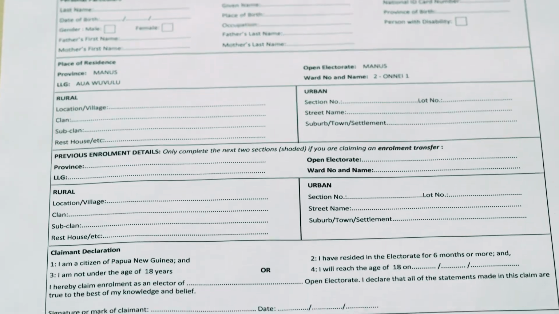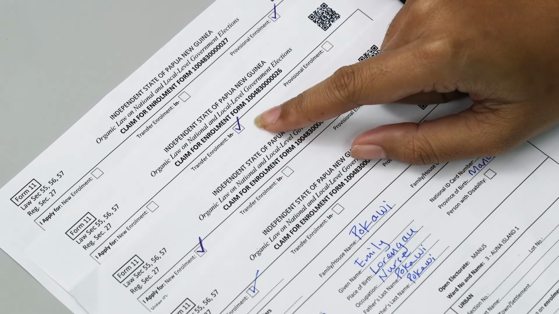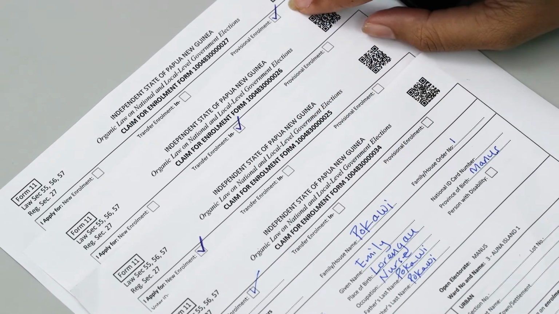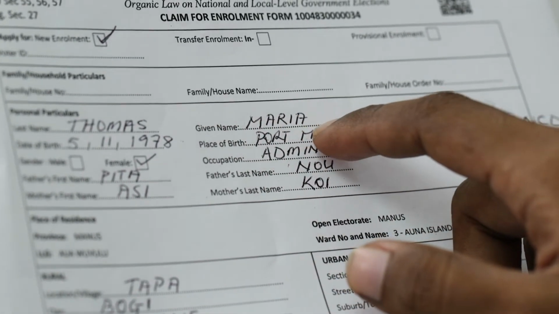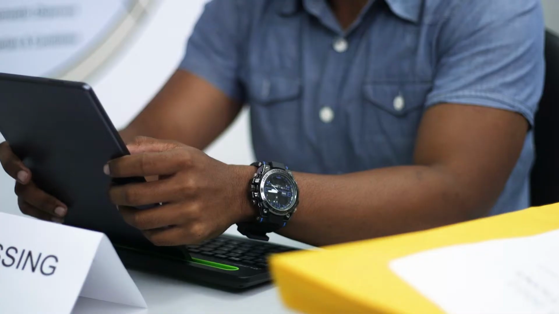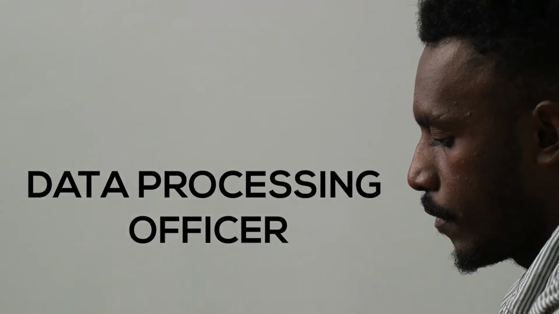This video is part of a series of training videos on data processing for the voter roll update. The Claim of Enrollment Form, Form 11, is the official form for enrolling new, transfer-in, and provisional electors. After the global roll lookup is performed and the Form 11s are checked for quality assurance, the data from the forms that are approved for data entry is entered into the provincial application. The data entry of Form 11s is performed by the Data Processing Officers, also known as DPOs.